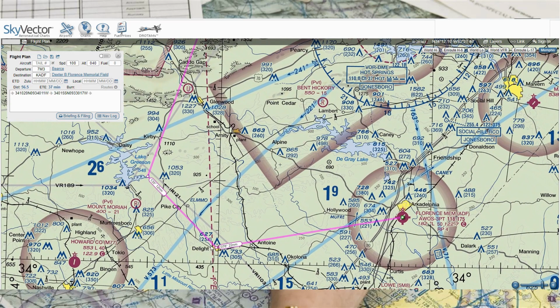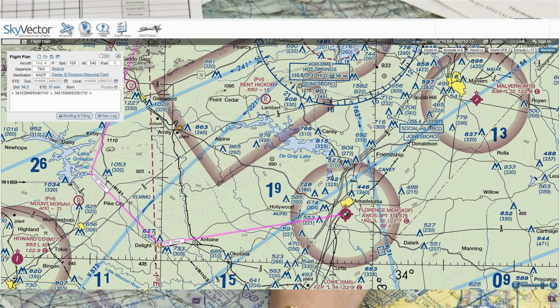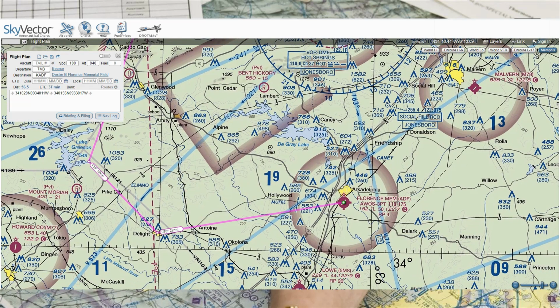Heading towards Delight, that should be quite an obvious town. It's fairly secluded and on its own. We've got a road passing up from the south and a road passing through east to west, and it looks like some railway tracks out to the east as well, with the town of Antoine in the middle. Once we're over the town of Delight, we'll head out to the east towards Arkadelphia. Again, quite a big town. It should be easy to spot from a fairly long distance.